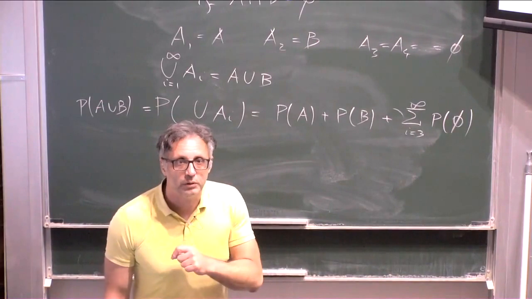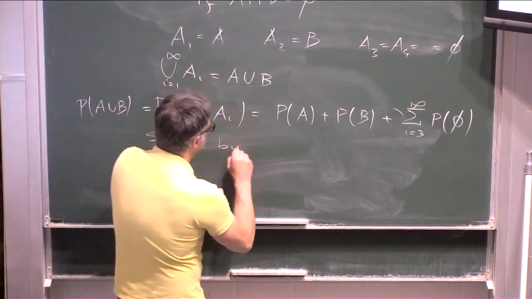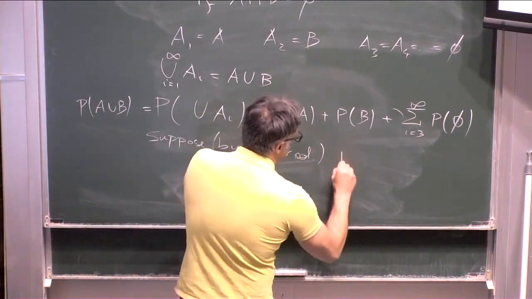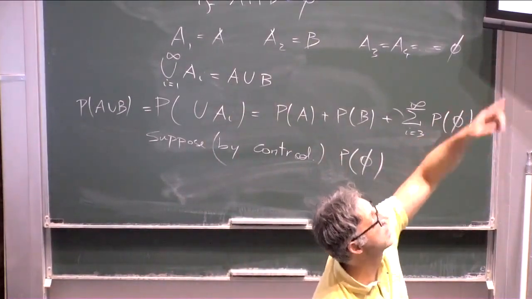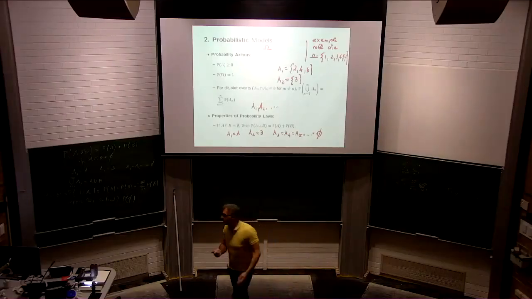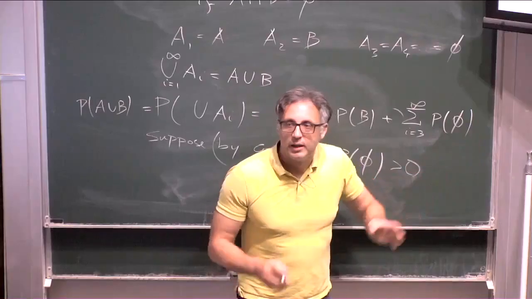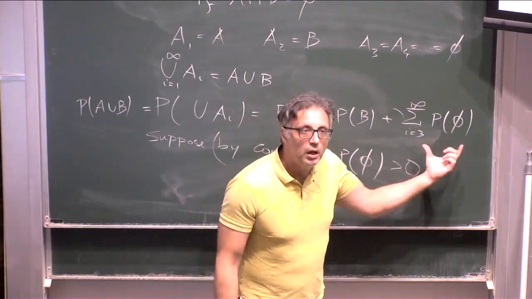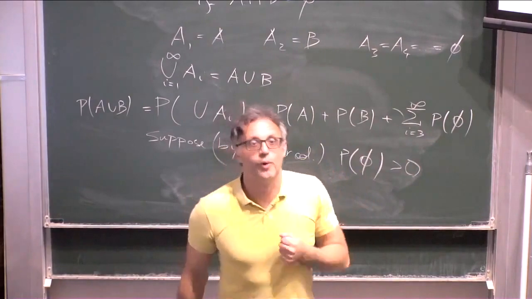Suppose it is not. Suppose, by contradiction, so we reason by contradiction, that the probability of the empty set is not 0. So, being a probability, the first axiom tells you that if it is not 0, it should be positive. Right? Any number that you have in mind. If you sum the same number infinitely many times, and this number is strictly positive, what is this? It's infinity, so greater than 1.